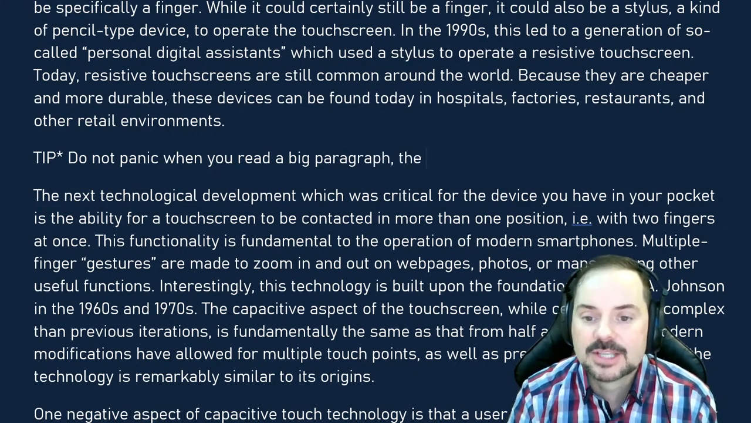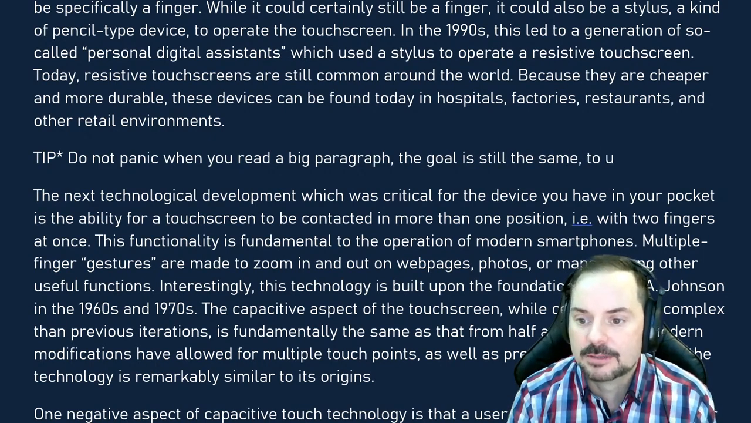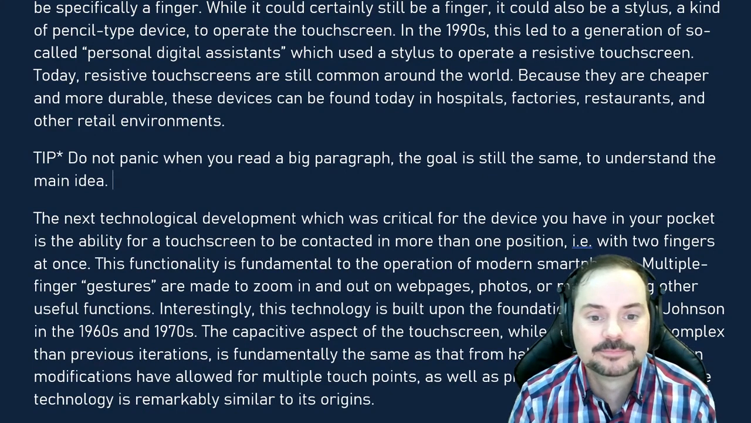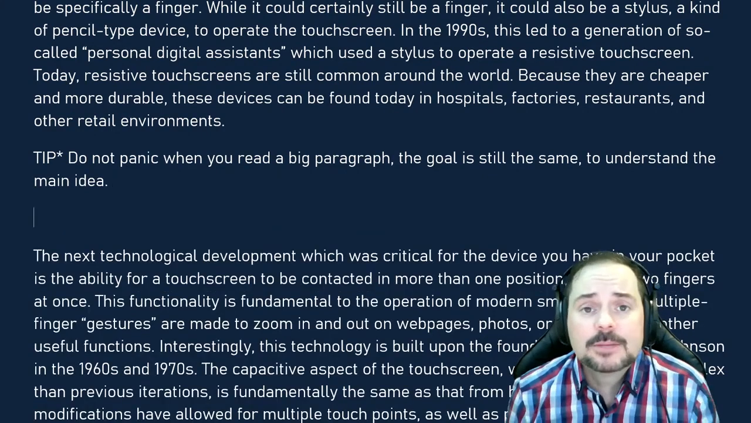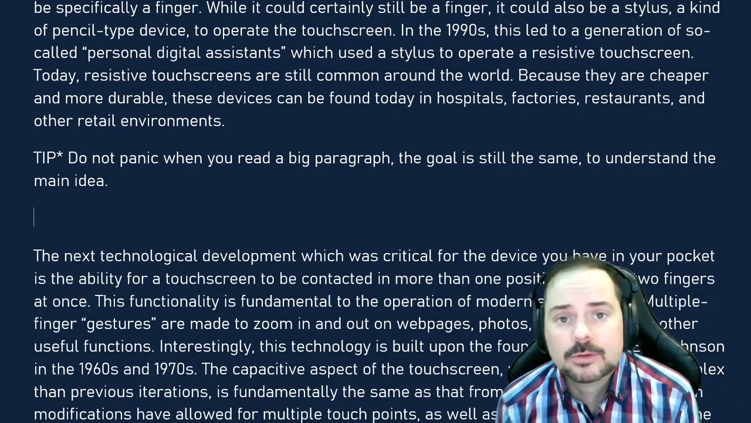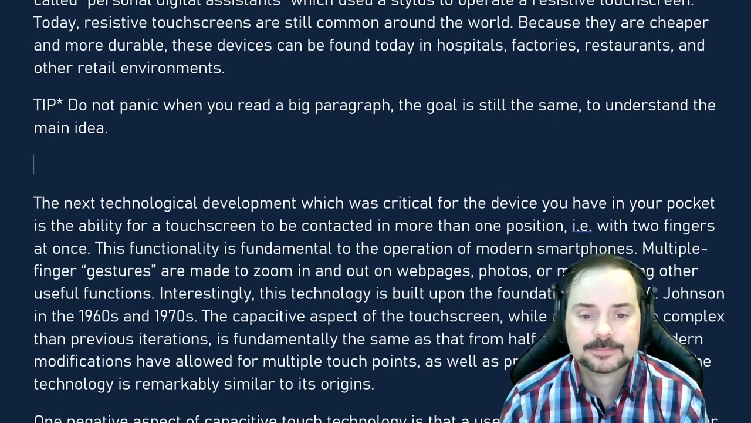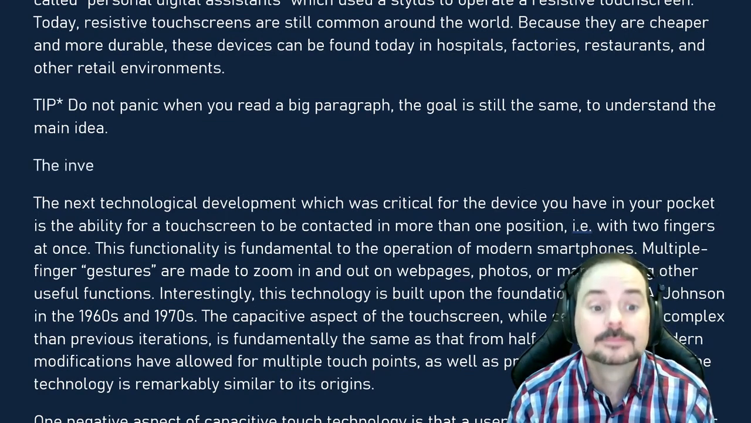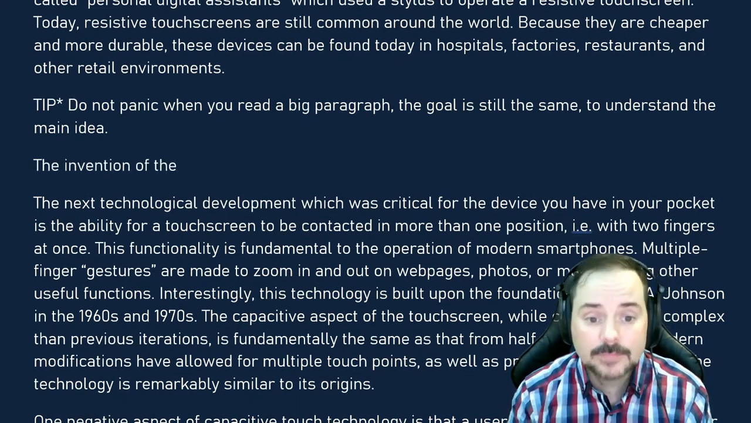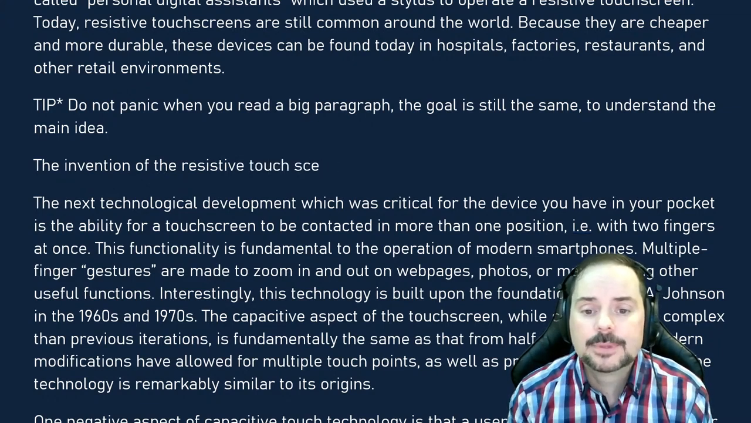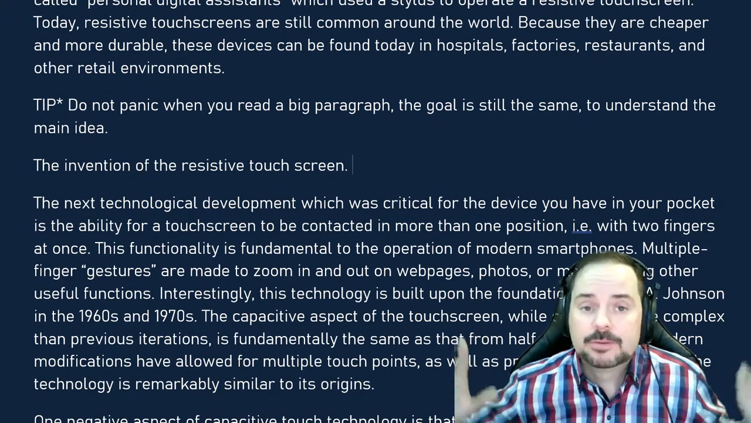The goal is still the same, to understand the main idea. A little bit. Okay, you said you understand. Well, what is the main idea? According to what you read here, what do you think is the main idea? The invention of resistive touch screens. Yeah, absolutely. So you've got the main idea. That was the main idea, the invention of the resistive touchscreen.